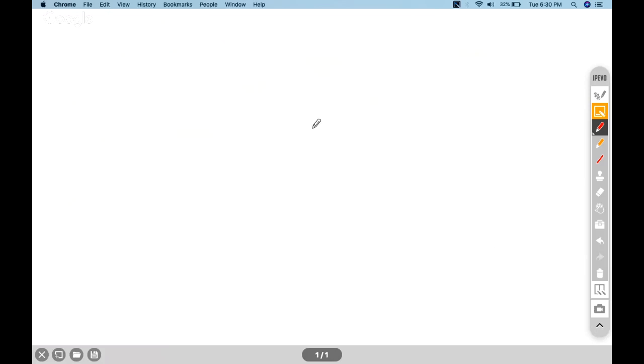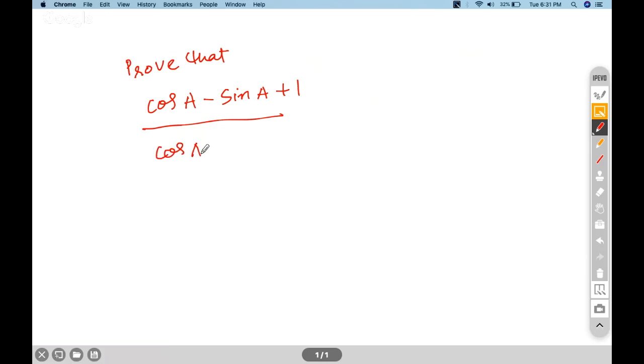Okay, write another question. Prove that cos A minus sin A plus 1 divided by cos A plus sin A minus 1 is equal to cosec A.